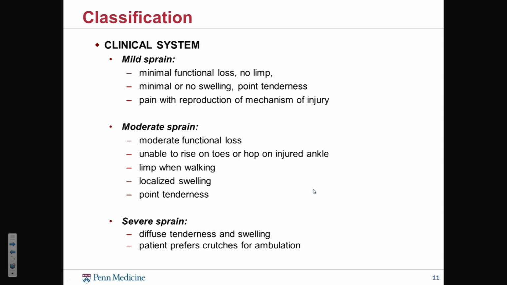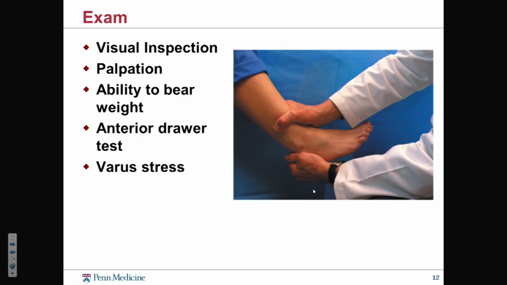The severe sprains are the ones that really have a lot of tenderness and swelling. They don't want to weight bear, so they'll use crutches. They'll ask for the splint or the cast or the boot or whatever to try to protect this.